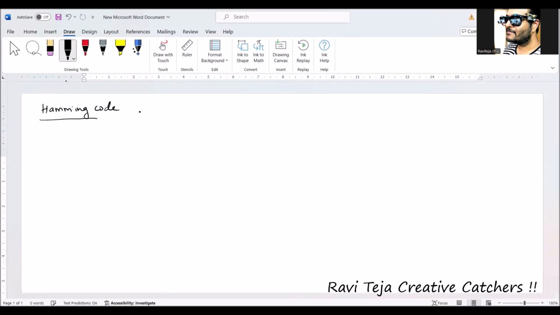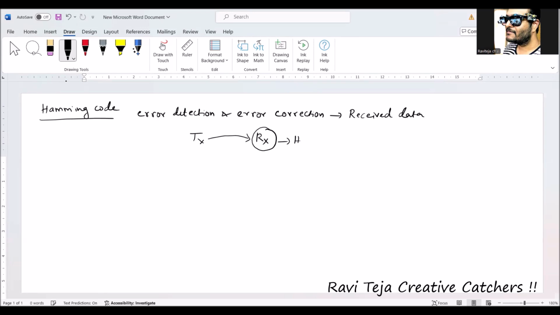Hamming code. So what is actually a Hamming code? Hamming code is useful for both error detection and error correction of errors present in the received data. Let us say we have a transmitter, and the data transmitted by the transmitter is received by the receiver. If there exists any error, the detection and correction of the error at the receiver side can be done with the help of the Hamming code or technique.